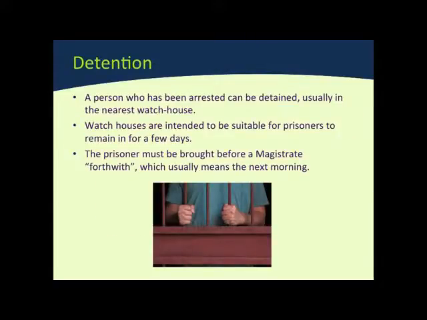So a person's been arrested. Having been arrested, they can be detained. Now, they're usually going to be detained in a watch house. If you ever get a chance to visit a watch house, you should take that chance.